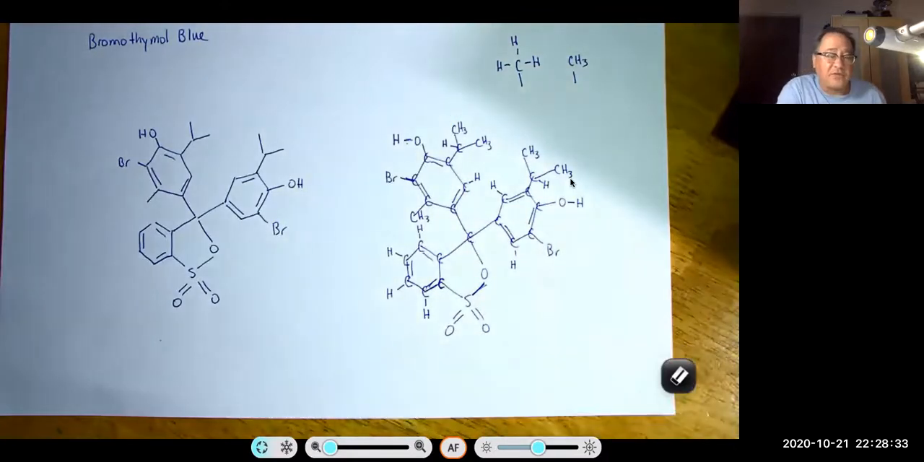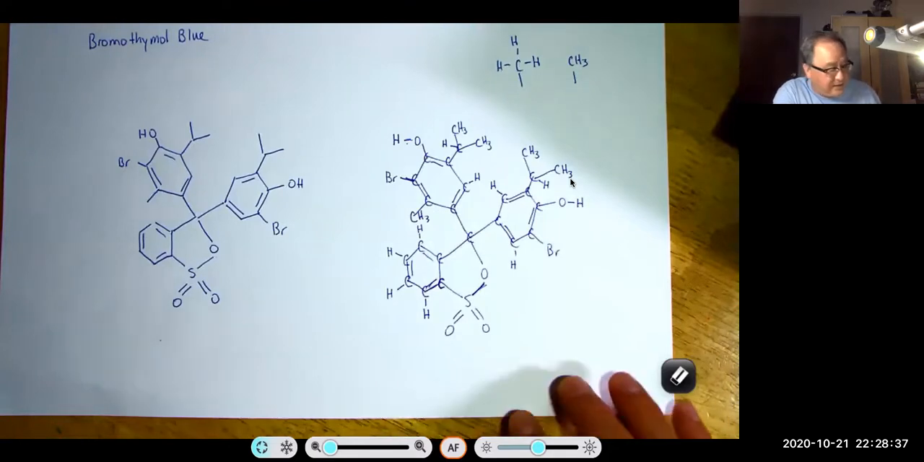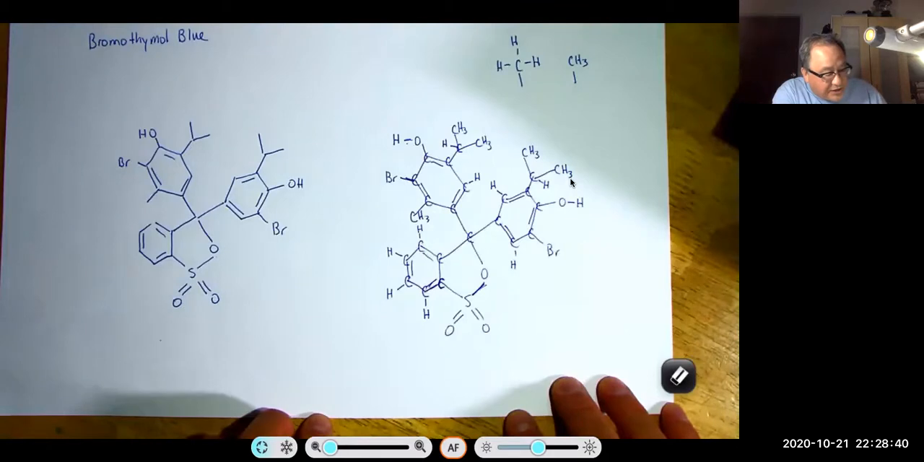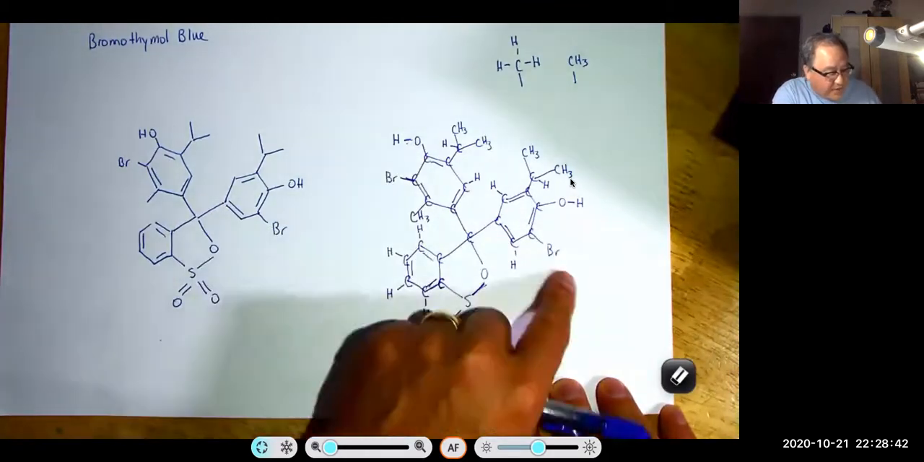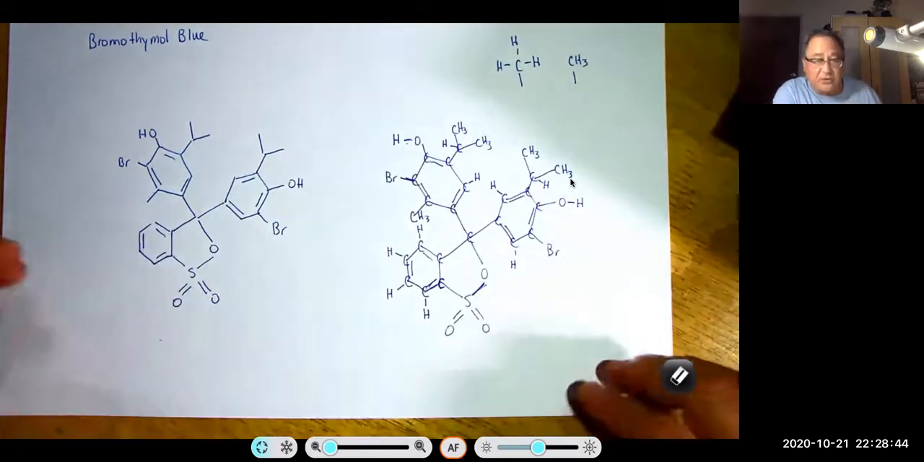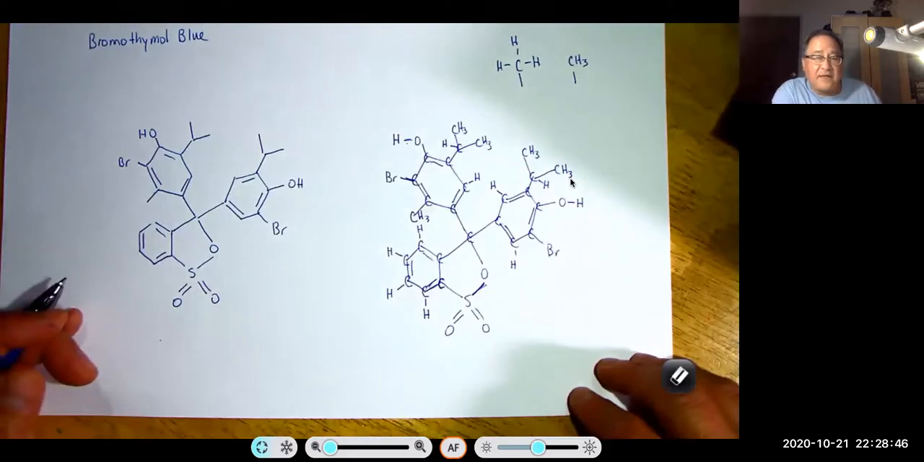And each carbon has 4 bonds. Each hydrogen has a single bond. The oxygens have 2 bonds each. The bromines have 1 bond each. And the sulfur has 6 bonds, which is normal. Okay, so I've completed the structure.